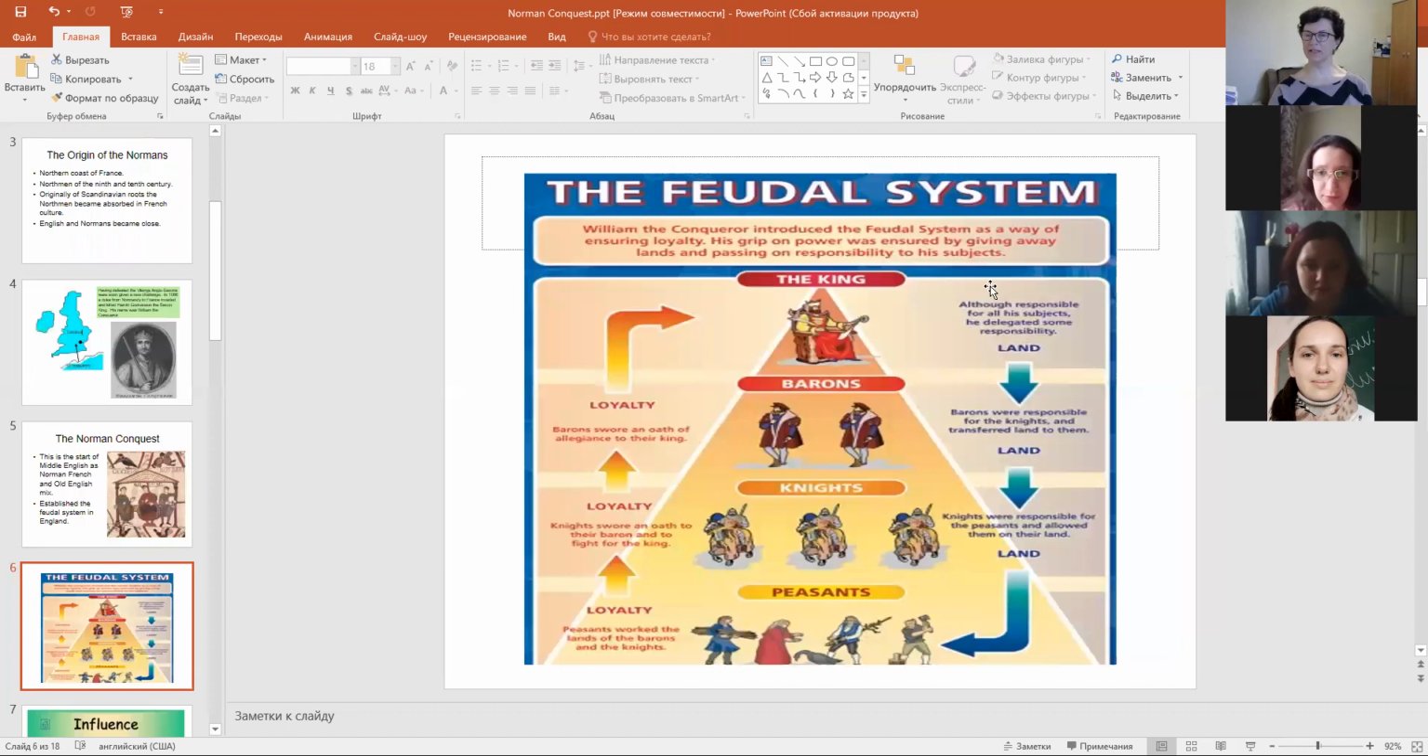They were connected with the land. But instead, they had to show loyalty. Yes, they show loyalty to the king. So peasants show loyalty to knights, knights to barons, and barons to the king. I told you that feud means land, so feudal means connected with land.